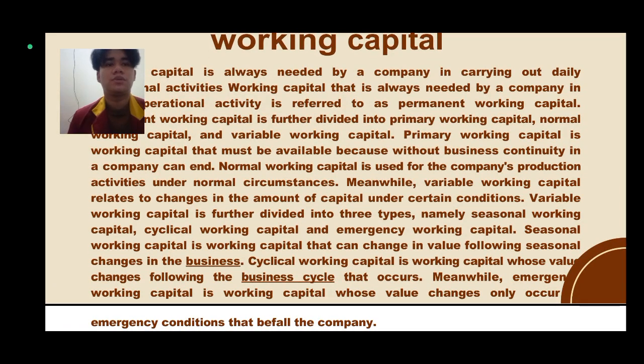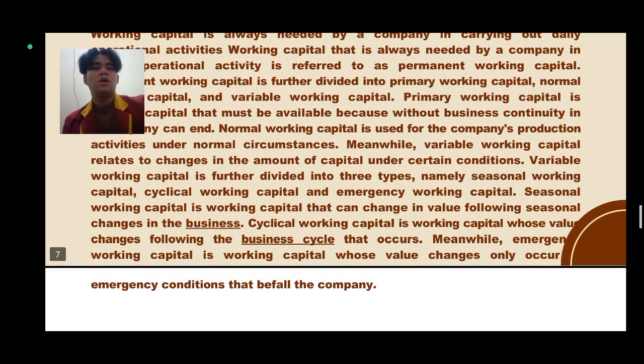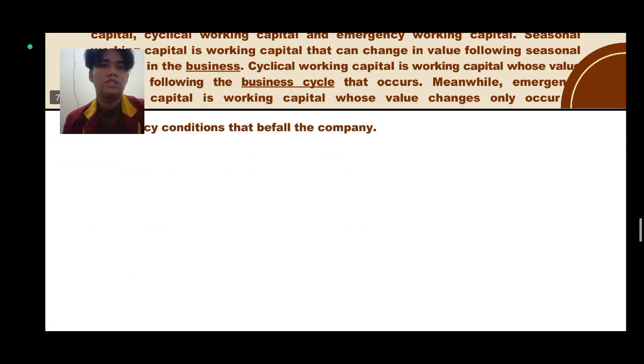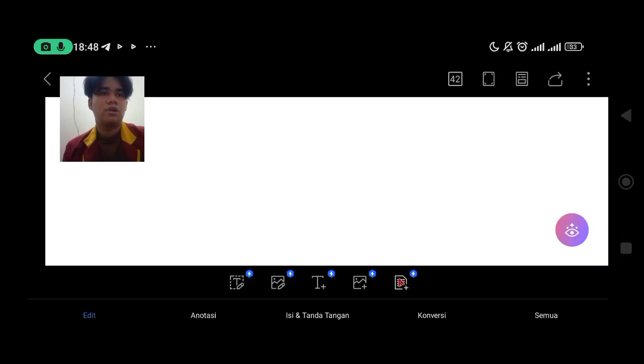Seasonal working capital is working capital that can change in value following seasonal changes in the business. Cyclical working capital is working capital whose value changes following the business cycle that occurs. Meanwhile, emergency working capital is working capital whose value changes only under emergency conditions that occur before the company.